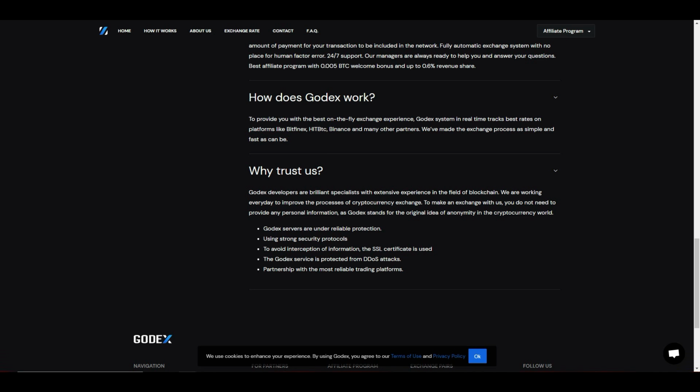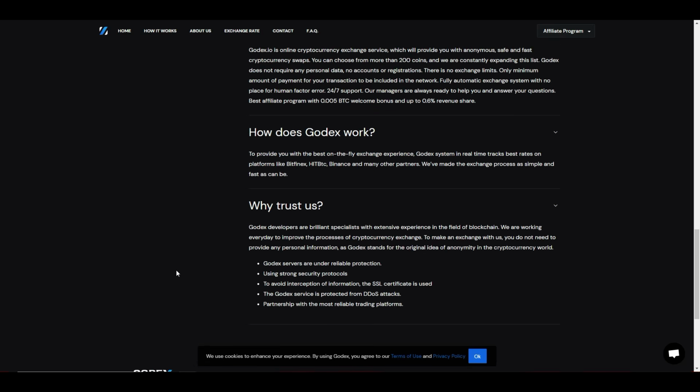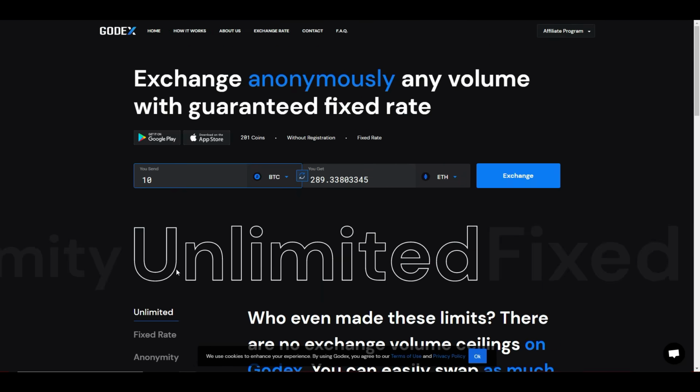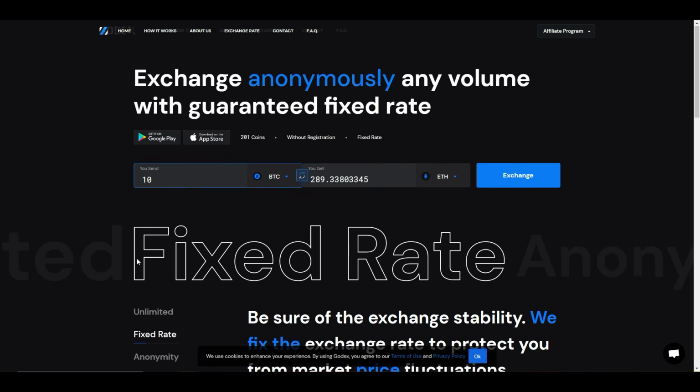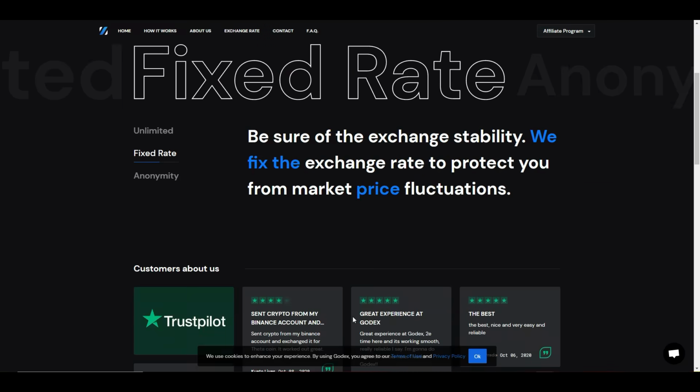To make an exchange with us, you do not need to provide any personal information, as Godex stands for the original idea of anonymity in the cryptocurrency world. And a lot of us got into crypto because of this, because we didn't feel safe, because we wanted to have that full privacy. So going back to the roots, guys, going back to what matters to all of us, it's great to see it, man. It's great to see it.